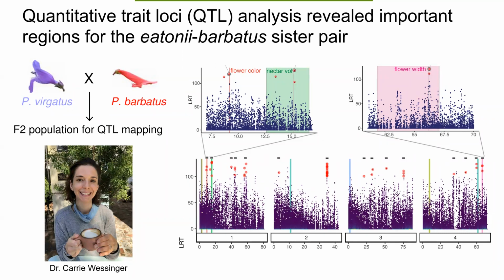Anyway, so we have this as a backbone to this project. This is one of the pairs out of four in Habroanthus, and we know basically which parts of the genome, at least, are associated with the transition.